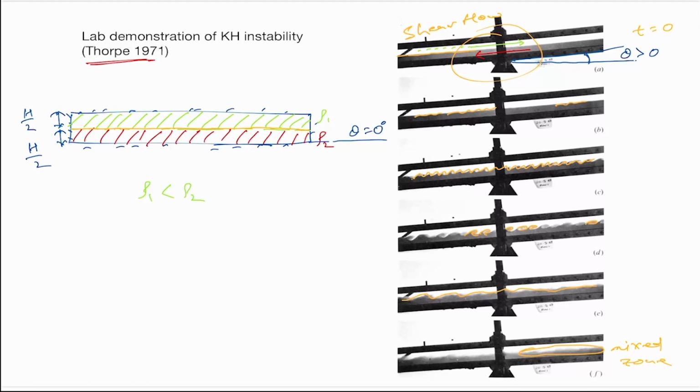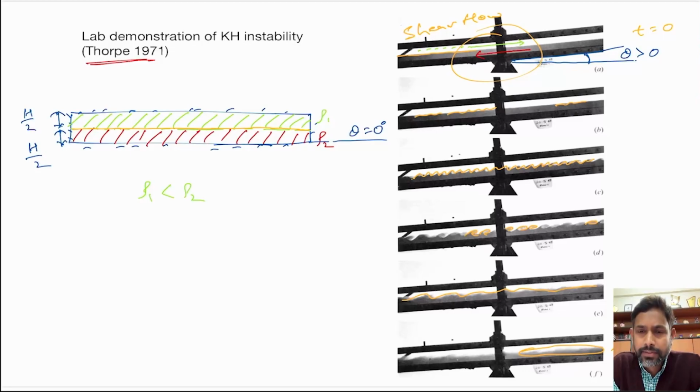So what's happening is, because of the tilting of the tank, it starts creating waves due to the shear flow, and that shear flow grows the size of the wave in terms of amplitude, and slowly it overturns, and eventually that converts these two layers into a mixed layer. Okay, so this is a lab experiment that has been performed.